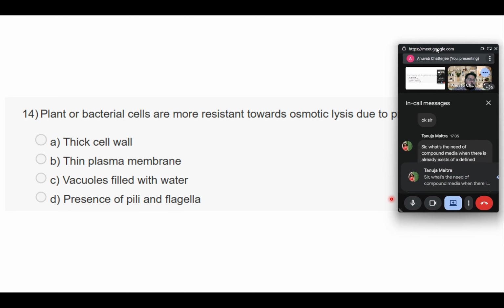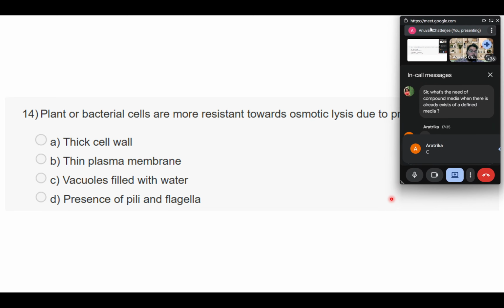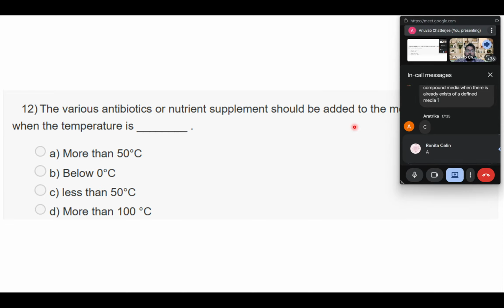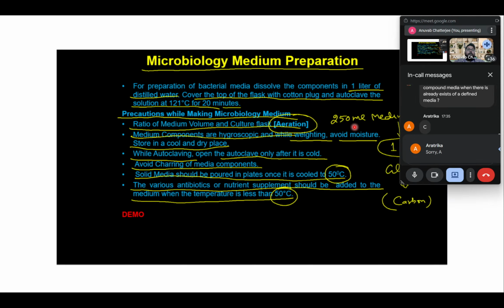What's the need of compound medium where there already exists a defined medium? Yeah, so you need a compound medium because it is, first, easier to make. You do not have to measure out exactly the amounts of hormones, vitamins, nutrients that need to go in.